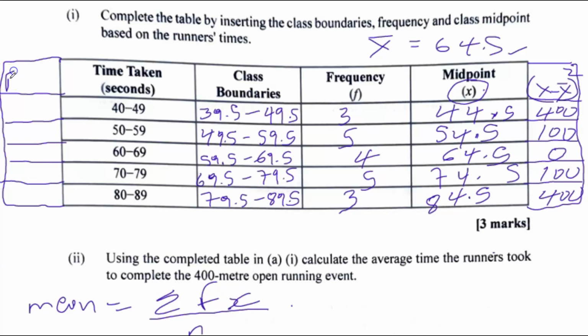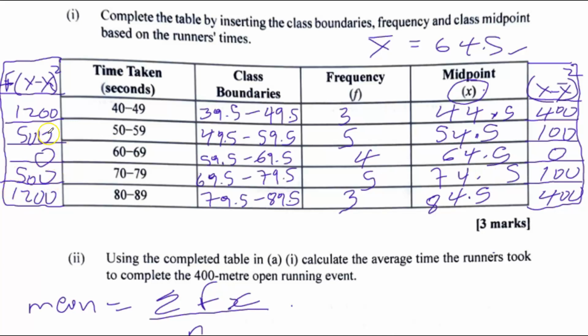Alright, so frequency times (x minus x bar) squared in each row. The first row, the frequency is 3. 3 times 400, that's 1200. Second row, frequency is 5. 5 times 100, that's 500. Third row, 4 times 0, that's 0. Next row, 5 times 100, that's 500. And the final row, the frequency is 3. (x minus x bar) squared is 400, so 3 times 400, that's 1200.